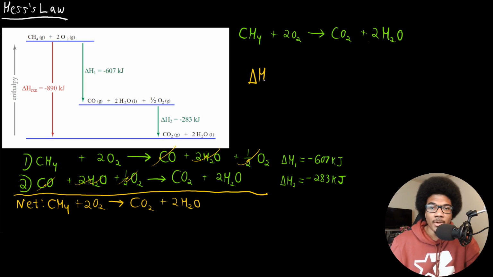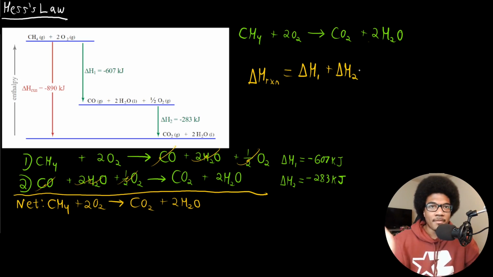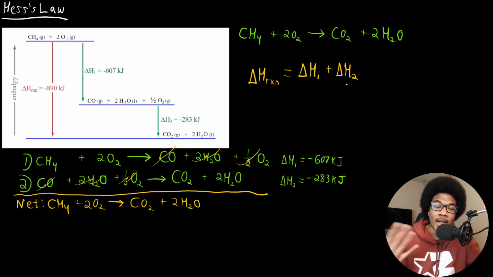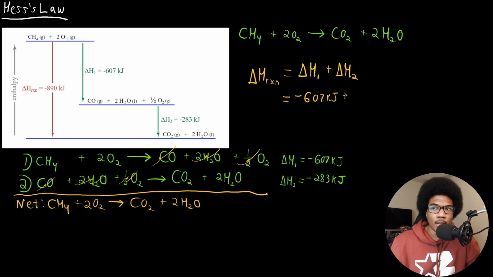So the enthalpy of the reaction is going to be equal to the enthalpy change of the first step plus the enthalpy change in the second step, right? We just have 2 steps here. If you had 5 steps, you would have 5 different enthalpies. However many steps you have, you can just add those up to get the enthalpy for the total reaction. So we got negative 607 kilojoules plus, since we got a negative here, negative 283 kilojoules. And so that's going to give us negative 890 kilojoules.